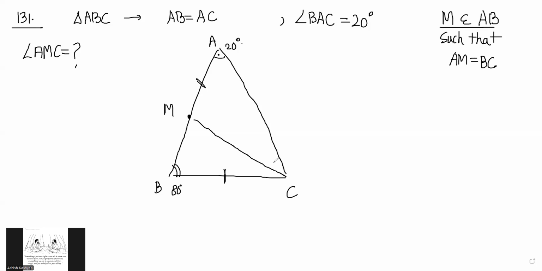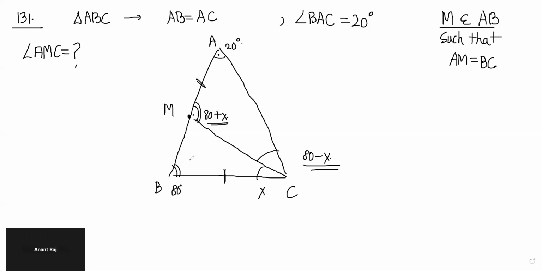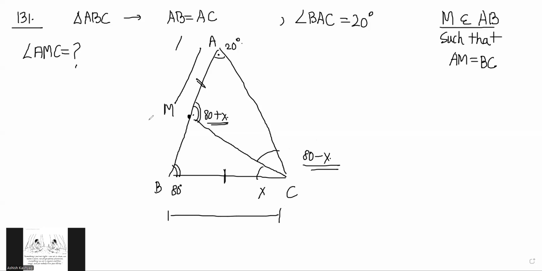So you know all the angles. We have to find this angle. So let's take an angle here X and this is 80 minus X. We need to find this angle, so technically we have to find X because this is 100 minus X. So this one will be 80 plus X. We know AM length is the same as BC length, and we also know that AB length is the same as AC length.